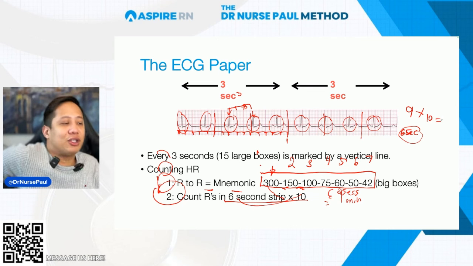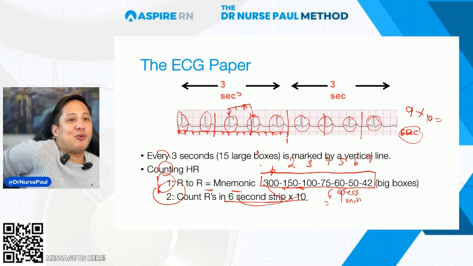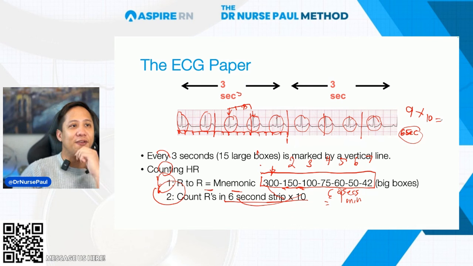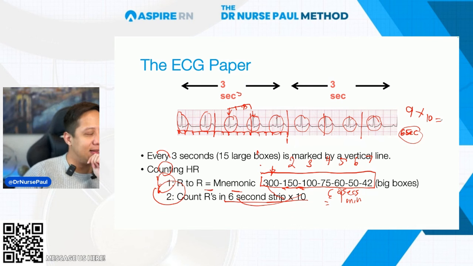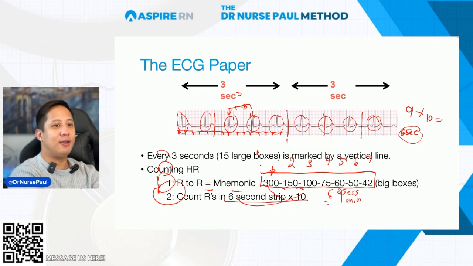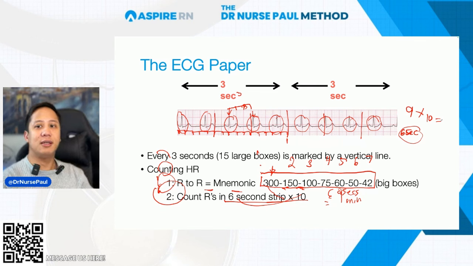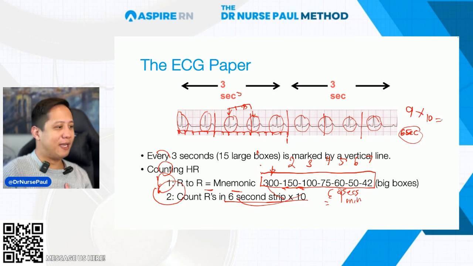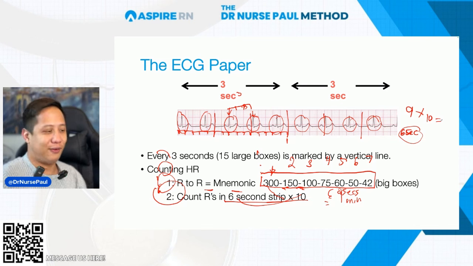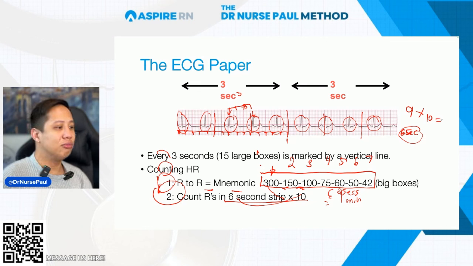So I have a question for you guys. Which one is easier for you, option one or option two? If you're taking the NCLEX and you have a few seconds to review it, which one is faster for you? If you have a patient who's having chest pain in front of you and you only have a few seconds to read it so you can call the doctor right away, which one is easier for you? I think the easier one for me is number two, right? That's for me. But it's okay.